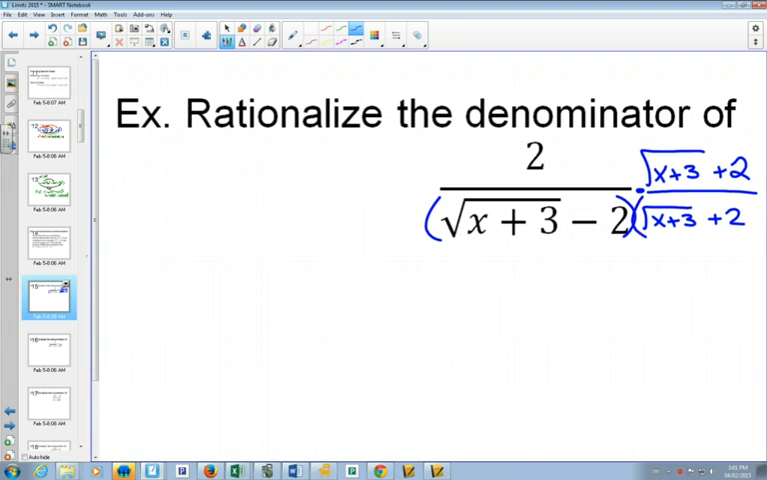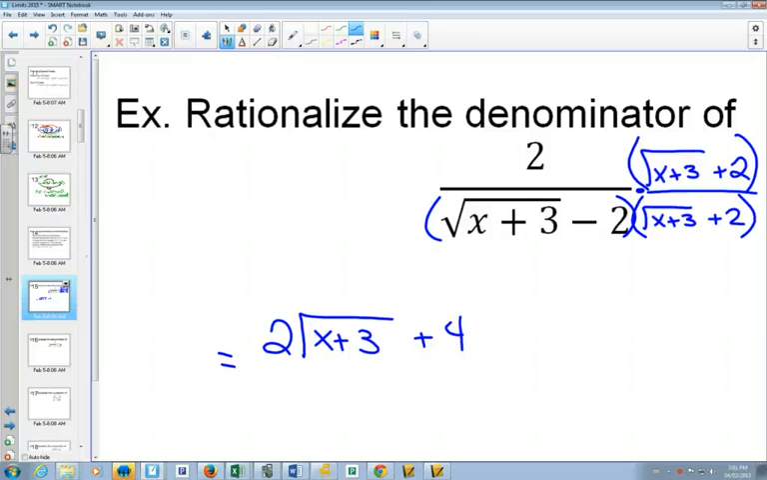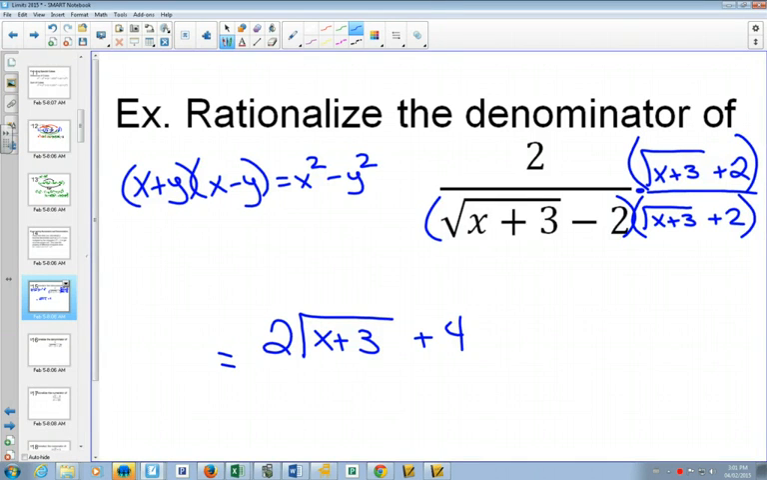Put the bottom in brackets like this, and this one in brackets because it has 2 terms. On the top, when you multiply that through and you distribute the 2, and on the bottom, you can go right away to the shortcut. If you know that x plus y times x minus y is x squared minus y squared, that's basically what I have here. So when I multiply them together on the bottom, I will get x plus 3 and minus 2 and the minus plus 2 would be minus 4. That would be the shortcut for doing it.